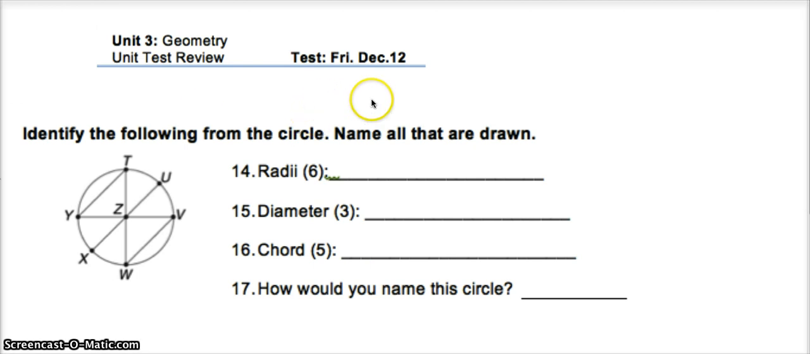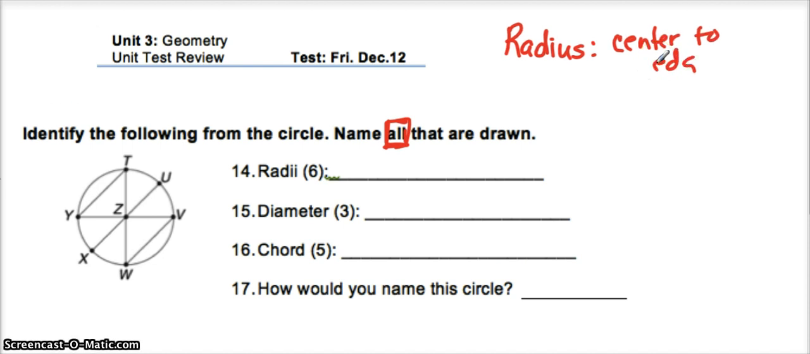Now, you had some trouble with this on your quiz, and I think it was because of the word all. You need to name all that are drawn, not just one. So let's go back and talk about radius. A radius goes from the center to the edge of a circle. So a radius will come from the center point out.